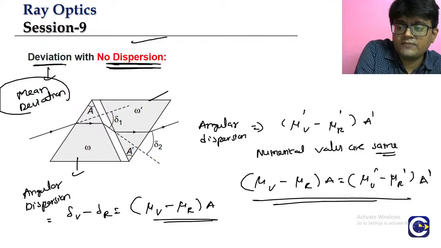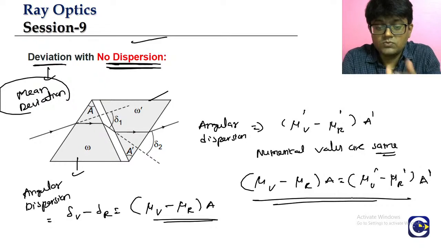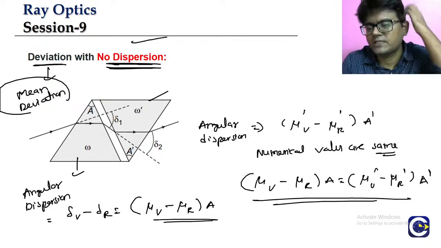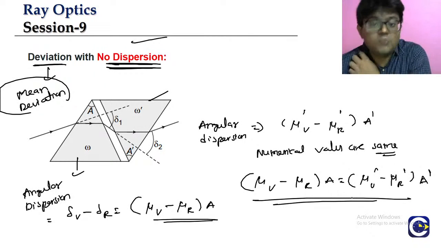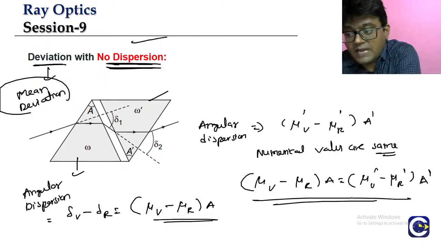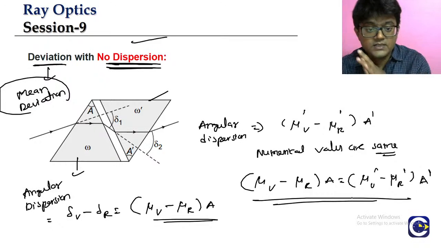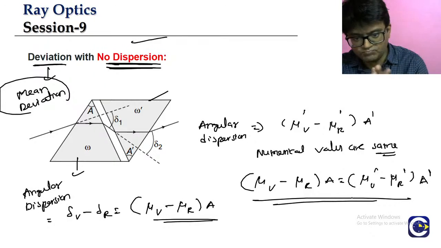In that case, what phenomenon are we going to have? We'll have no dispersion, because whatever dispersion is caused by prism 1 is countered by prism 2. But we may have a deviation; we are not commenting on the deviation. If both of them are happening, then it will be a combination of prisms with no dispersion and no deviation.